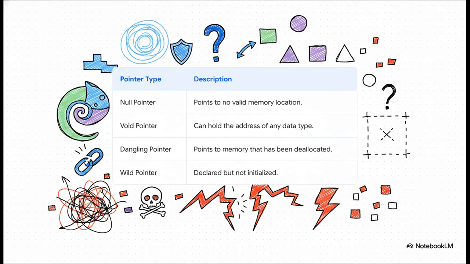A dangling pointer points to a memory address that's already been cleared out. It's like having a key to a house that's been demolished. And a wild pointer? That's one that was never given a direction, so it's just pointing to some random spot in memory. These last two, they are the cause of so many bugs, crashes, and headaches for programmers. It just shows you how careful you have to be.